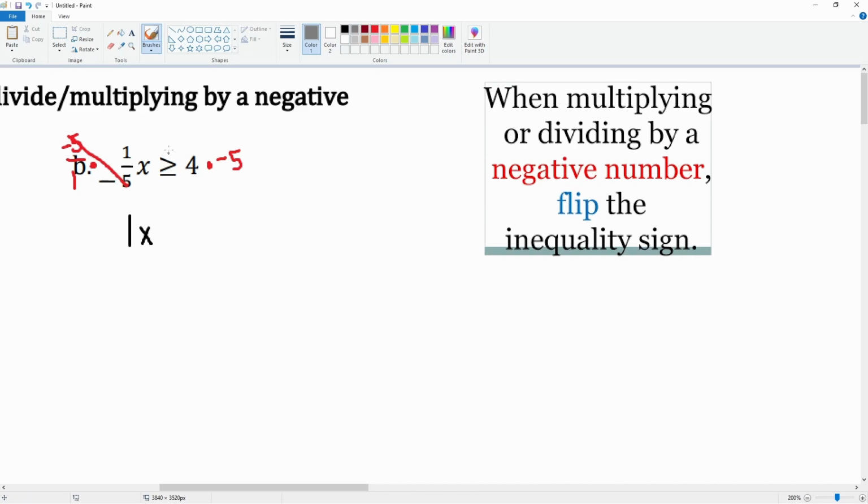Oops, sorry, I forgot my line. Then 4 times -5 becomes -20. Notice that this cancels, but because I multiplied by a negative, this inequality flips. No one really writes this 1 in front, so this would be your final answer: x is less than or equal to -20. So here's the number line, here's -20, here is 0. Close it here, and x is less than or equal to -20, so it's everything all the way to the left.